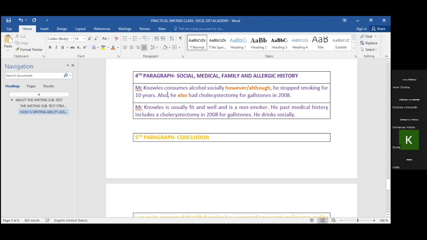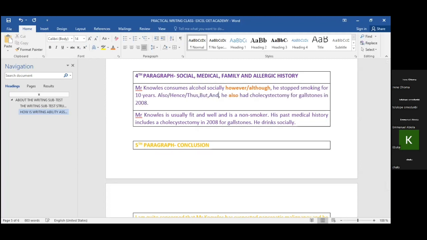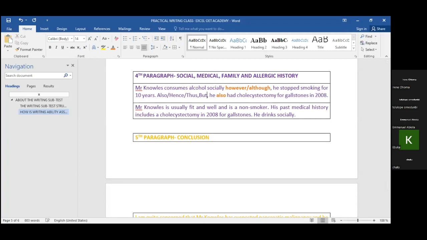Yeah? Don't start your sentence with hence. Don't start your sentence with thus. Don't start your sentence with but. Don't start your sentence with and. The list is plenty. All right, but then I'll share the connectors. So rather, you can use all this in between your sentence.